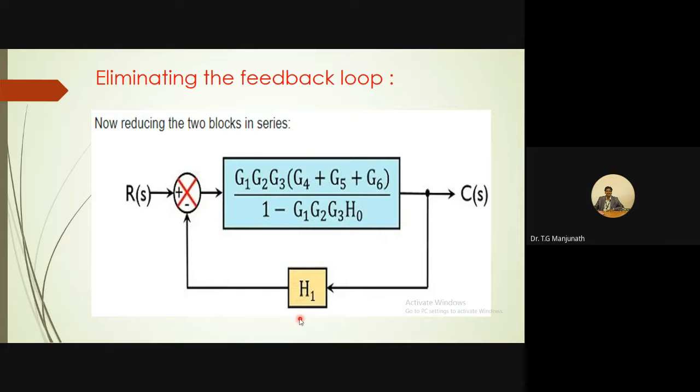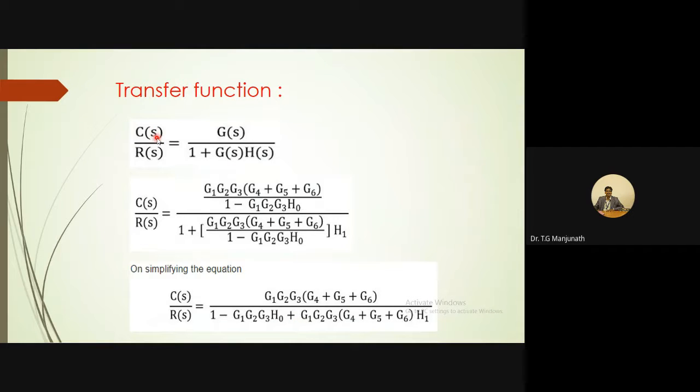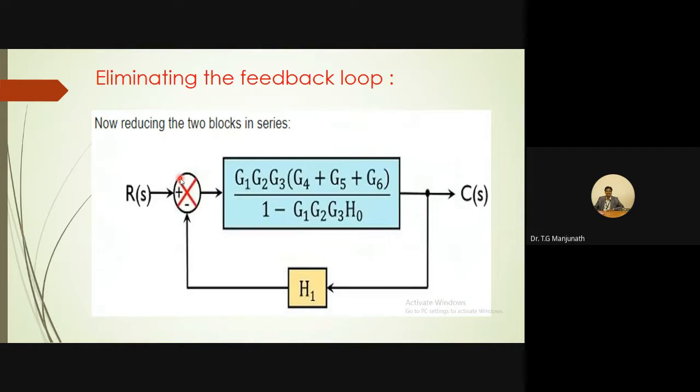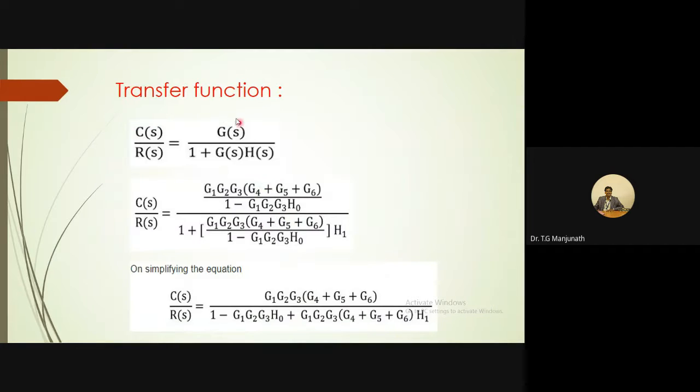Let us find out. So the transfer function is given by C of S by R of S equal to G divided by 1 plus GH. Because you are reducing this into a single block. When this becomes a single block, output is C of S, input is R of S, that becomes your transfer function. You are reducing into a single block to find the transfer function. So that is G divided by 1 plus GH you are finding to eliminate the loop.